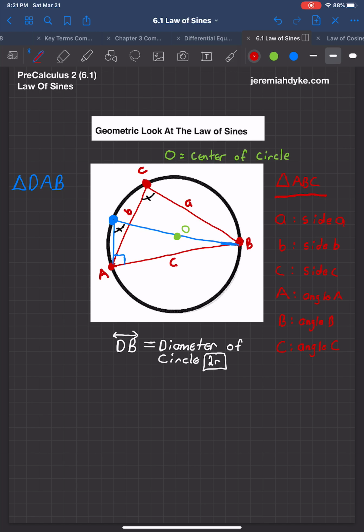Okay. So now, where do we go from here? I want to say a couple quick things, and then we're going to see how this blue triangle and this red triangle can be related. First, let me give this a name. Non-right triangles are called oblique. So if you hear me say oblique triangle, what I mean is a non-right triangle.